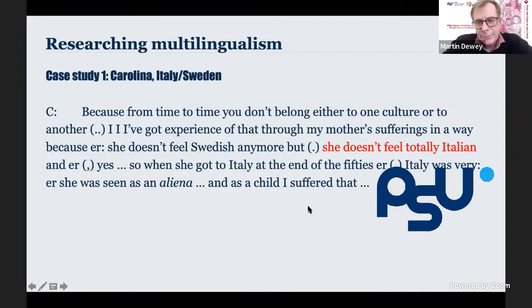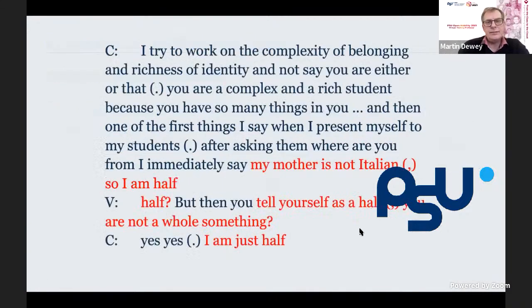And we can explain this through the way in which social structures and social institutions adopt a monolingual ideology. So if you are in Italy and you're Swedish, you're not completely Italian. If she grew up with two parents from different backgrounds with different languages, she feels that she doesn't completely fit in, and that becomes more apparent here later on in her talk.